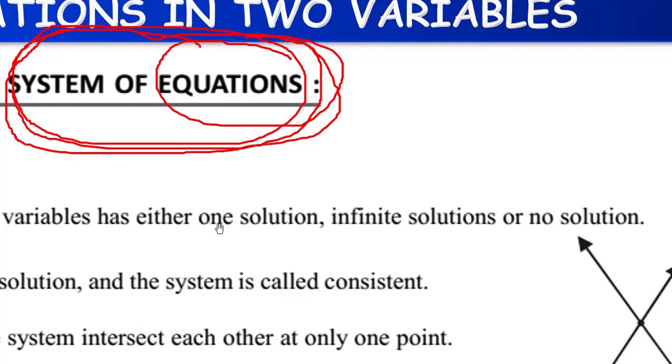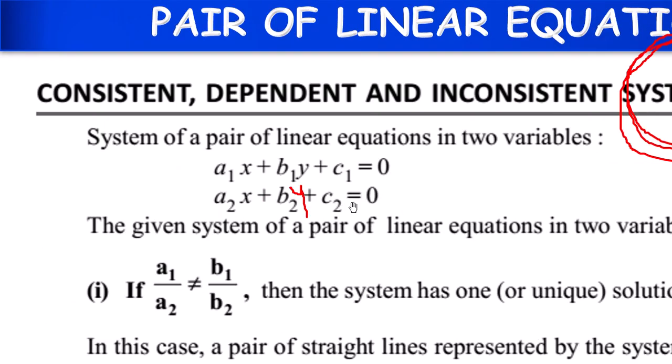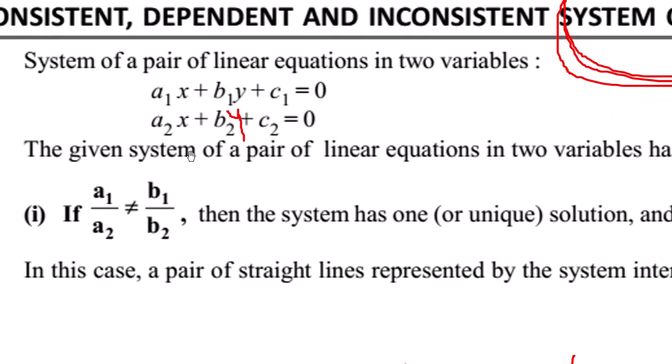situations are that they can have one solution, or infinite solutions, or no solution. Sometimes there will be no solution for the pair of equations. These three conditions exist for a pair of linear equations. According to these three conditions, we can name them consistent equations, dependent equations, and inconsistent equations. So let's see the definition of them one by one.